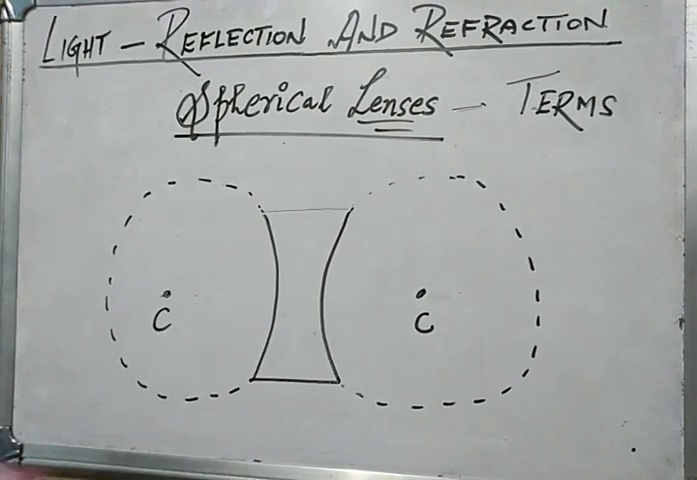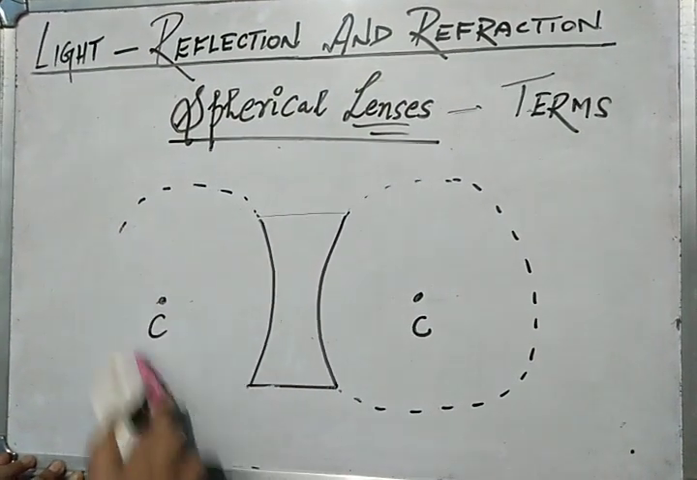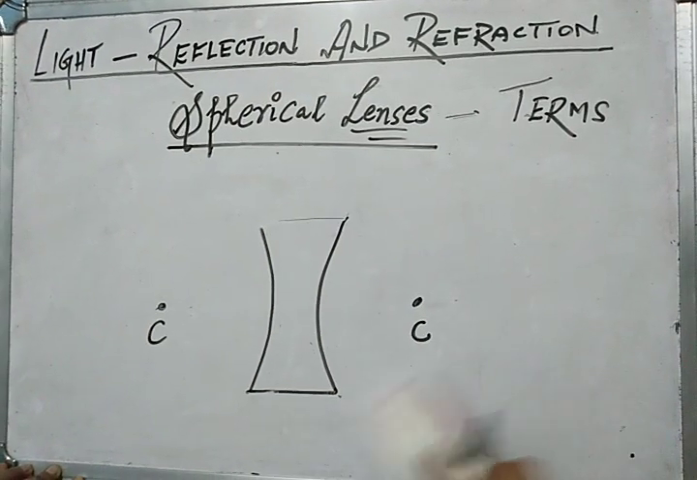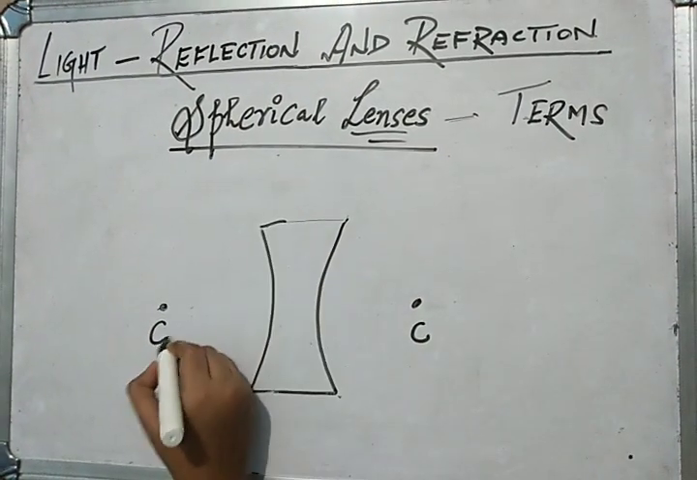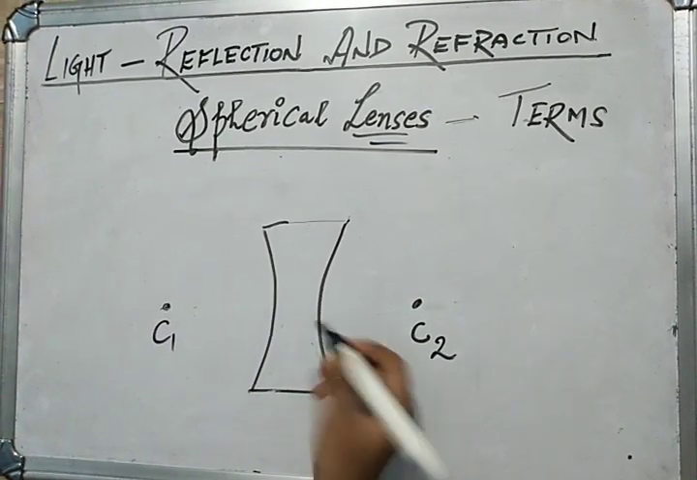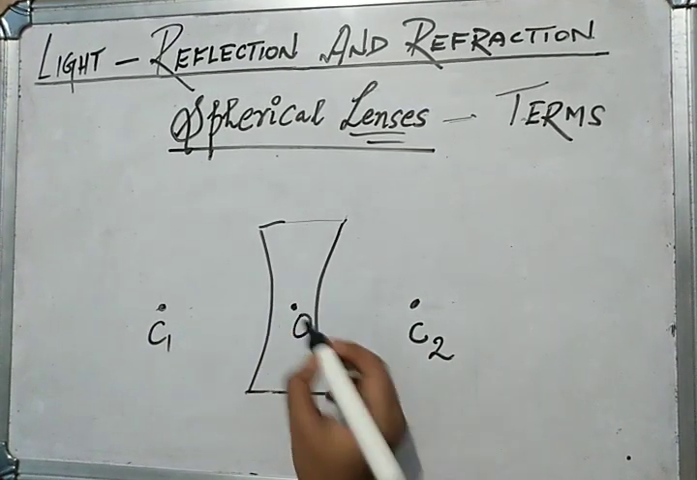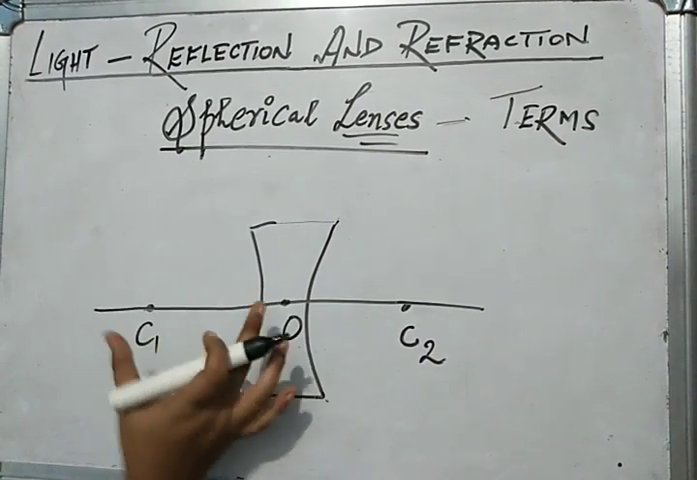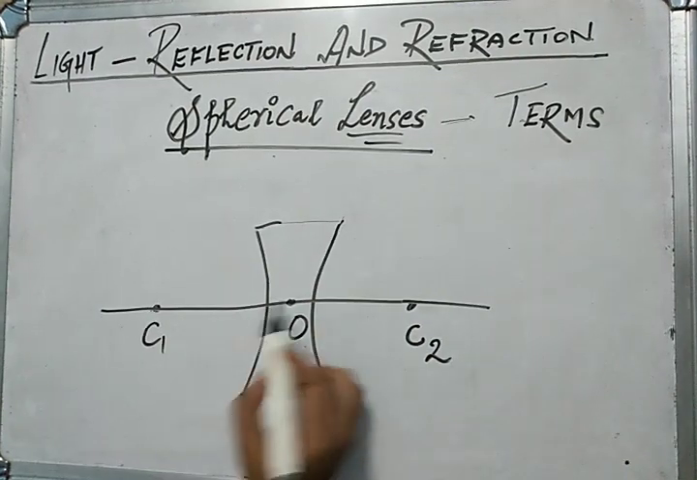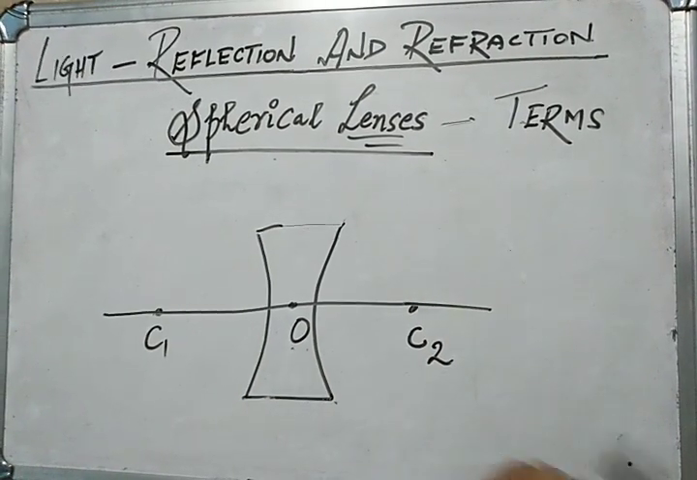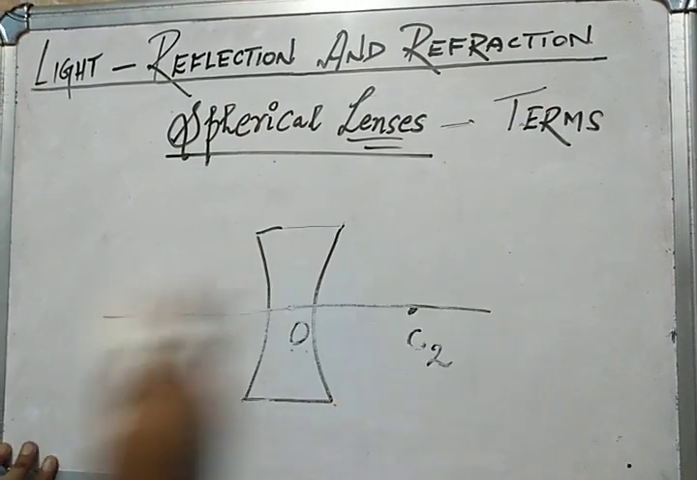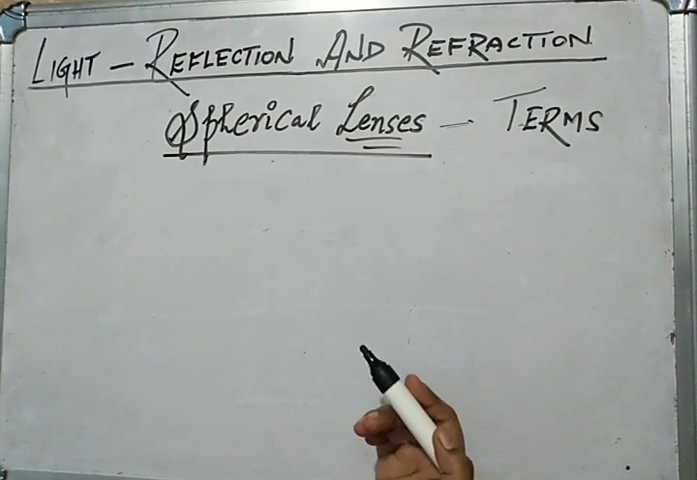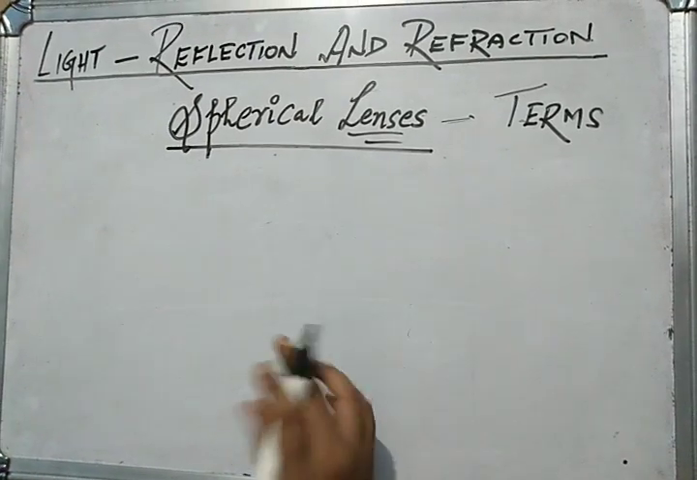But for the lens, it has two centers, right? So we can't just leave it like C and C. So I give two names like C1, C2. And here is this optic center. This is the principal axis, an imaginary straight line that passes through C1, optic center and C2. Alright, now I'll go for focus, or principal focus. Now principal focus is a point.